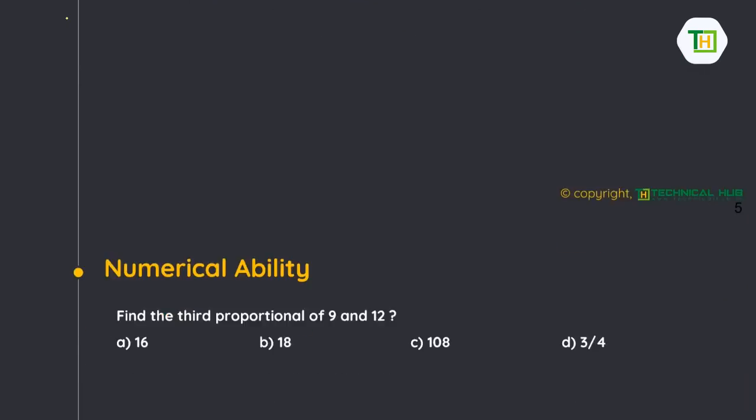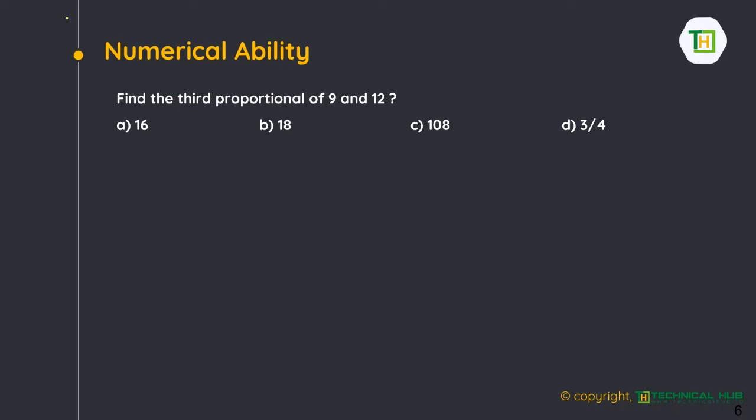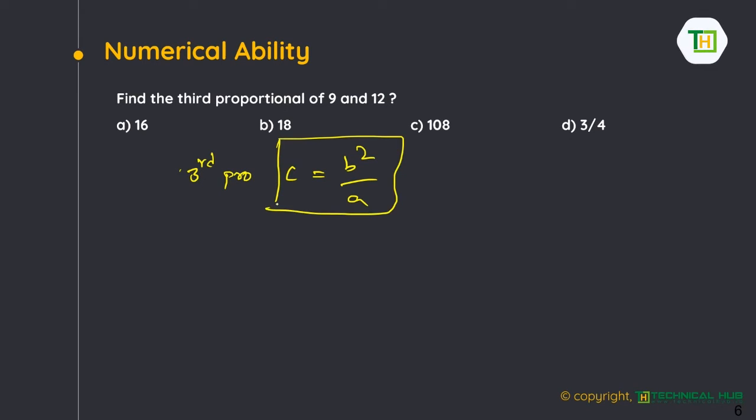Next question. See here. Find the third proportional of 9 and 12. Guys, this problem is very simple, but so many students do not know what the formula for the third proportional is. Write down this: third proportional C is equal to B square by A. If you know this formula, the calculation part is very simple.